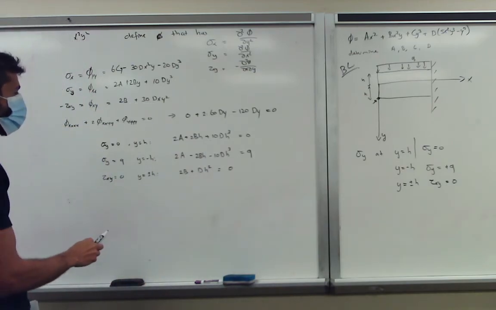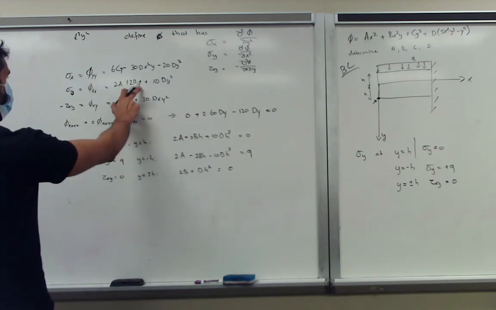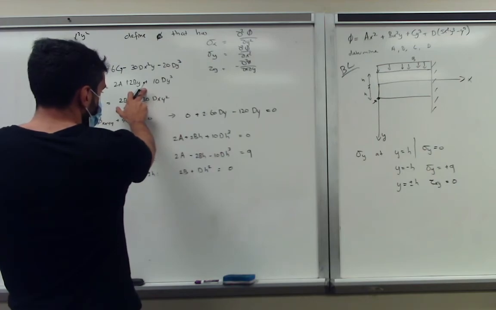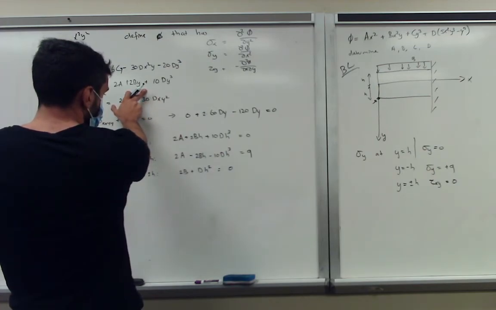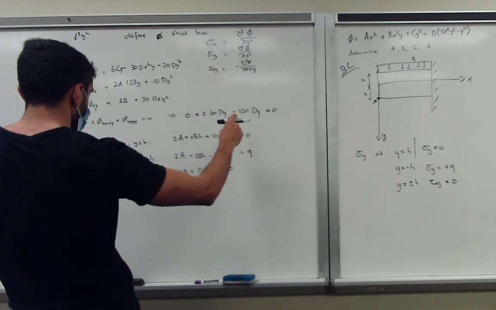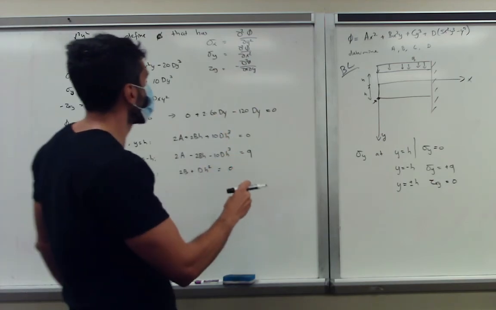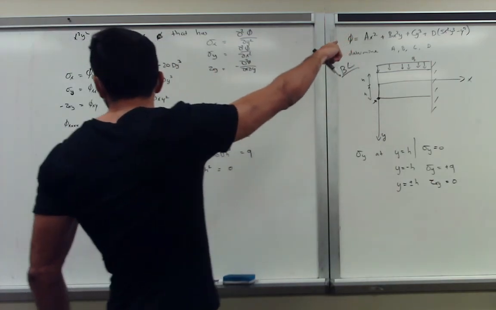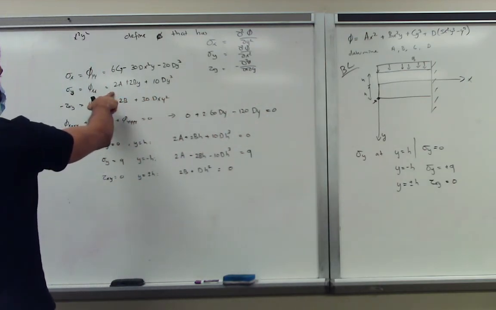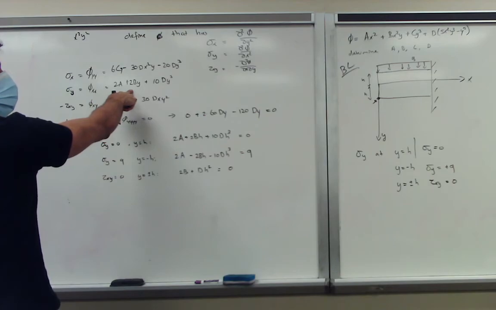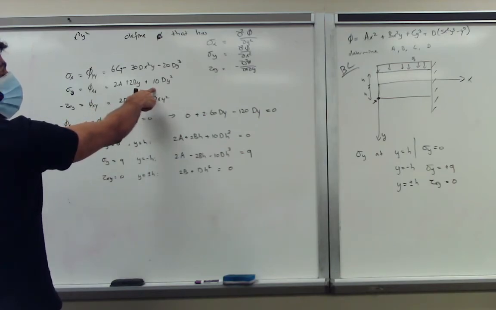Let me double check again. Let me see. Minus, that fits in here. There's a minus as well. I'm missing something. Let's see, 2x makes sense. That's 2a. 2b1 makes sense. No x, 10 dy squared, that makes sense.